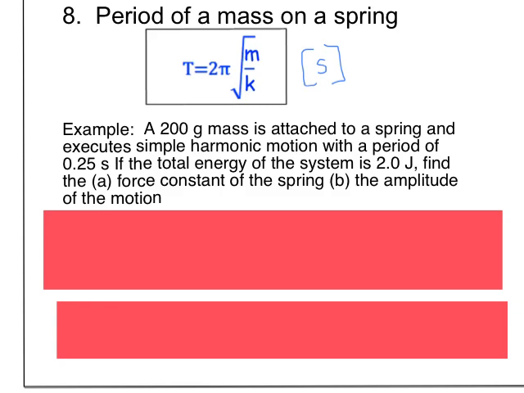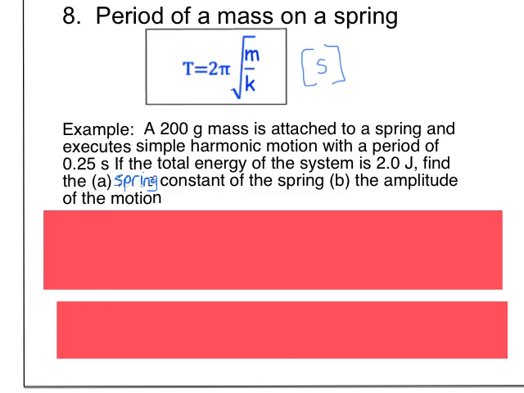On our example problem, we're given a mass. It tells you what the period is and the total energy, and then we're asked to find the spring constant and the amplitude. First, I'm going to have you scratch this out. Instead of saying force constant, just to be more consistent with our words, just say spring constant.